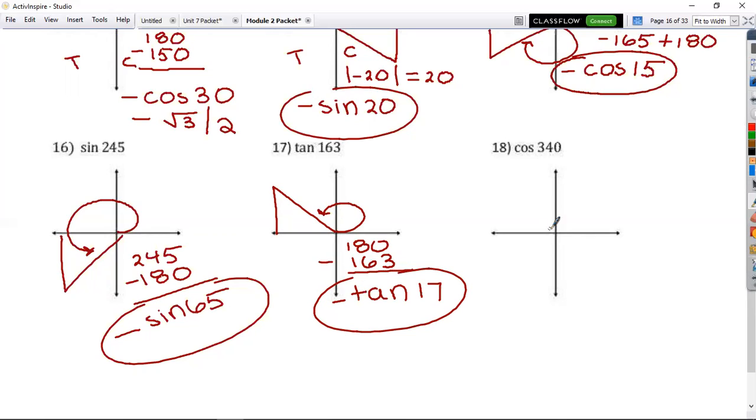And lastly, cos of 340. All the way over here. And I'm going to do 360 minus 340, which is equal to 20. Because again, I didn't give you anything else you could actually do exact value for. And in quadrant 4, cosine is positive.